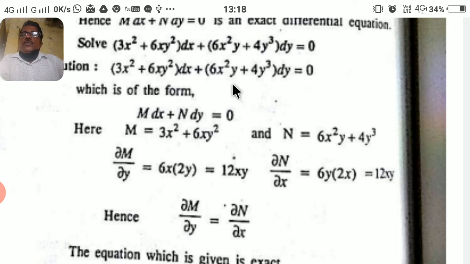This is how we use the condition for exactness to prove whether the given differential equation is exact or not. In the next class we will see more problems on this.